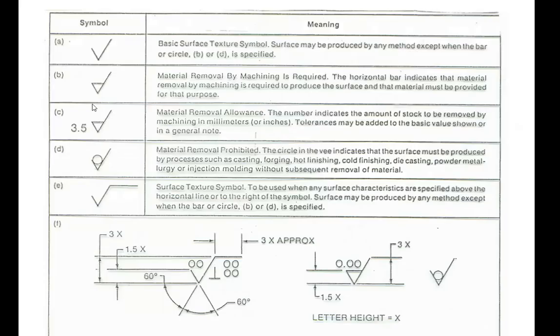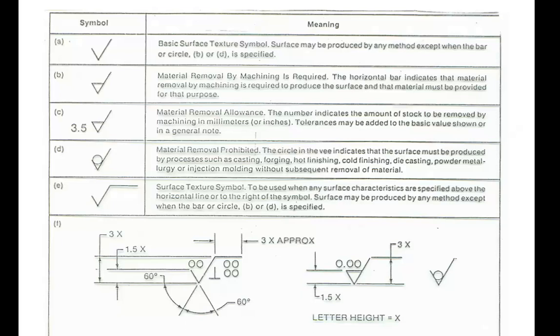If instead of having the symbol like this or like that, we have a circle, a ball over there, this is to say do not apply a material removing process. If there is no roughness value written over here, that symbol means do not apply any finishing process for that surface. Keep it as existing quality.